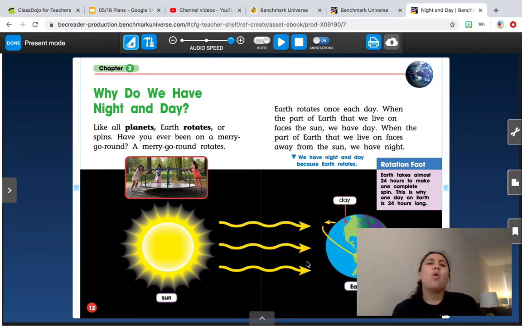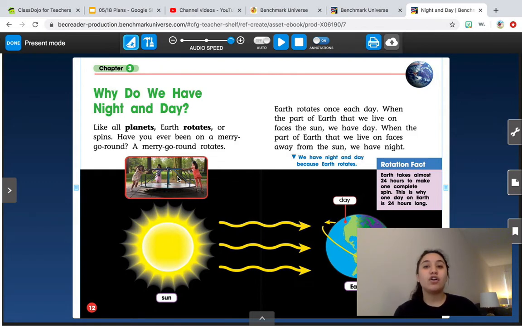Chapter 3. Why do we have night and day? Do that with me. Ready? Night and day. Night and day. Like all planets, Earth rotates or spins. So if this is Earth, it's just rotating or spinning. Earth is not going like this, but Earth is going like this. Have you ever been on a merry-go-round? A merry-go-round rotates. So here's a merry-go-round right here, and it rotates. Earth rotates once each day.